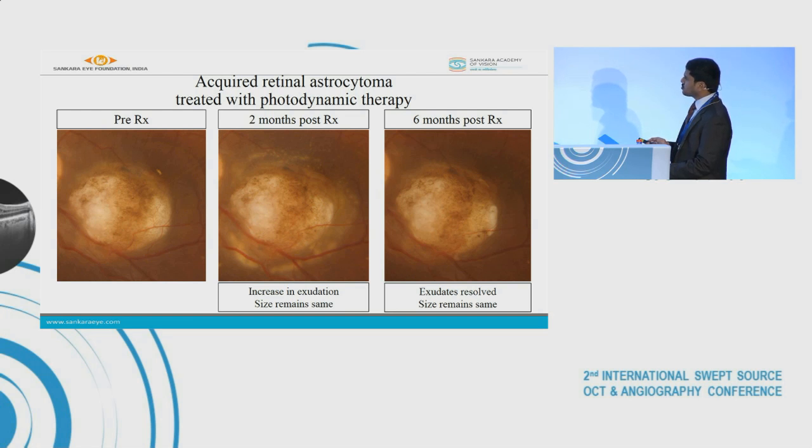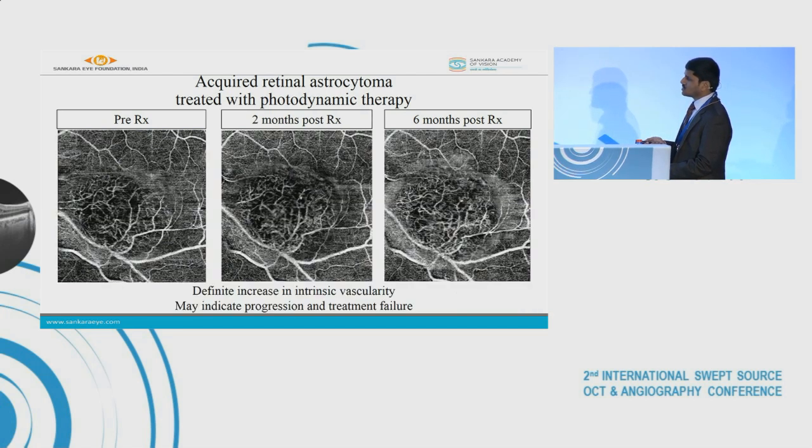And this is 6 months post-treatment. We can see that the size again is almost the same. The exudates have completely resolved. We don't have a clue whether the treatment really worked, whether the tumor is stable. What is happening, we are not sure. But when we do an OCT-A, we can see that compared to the pre-treatment, the intrinsic vascularity has significantly increased in the last 6 months, including at 2 months post-treatment. So it may indicate that there would be progression and the treatment would have probably failed.